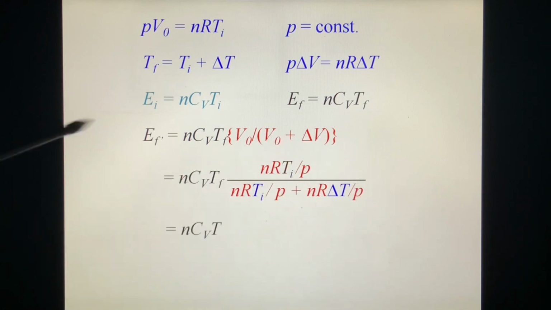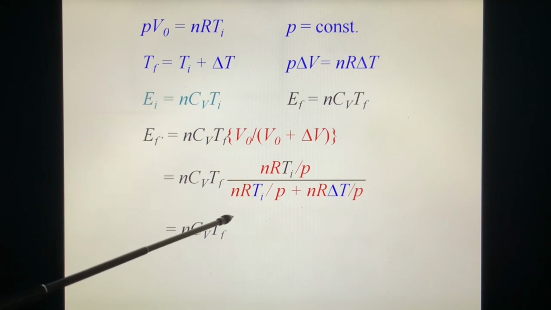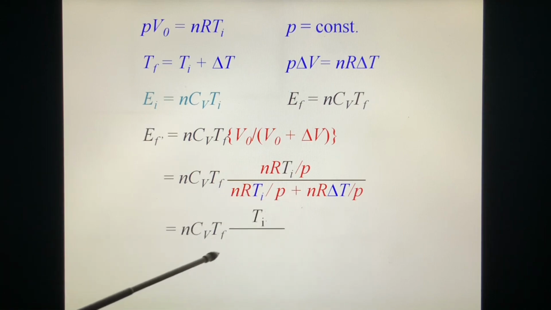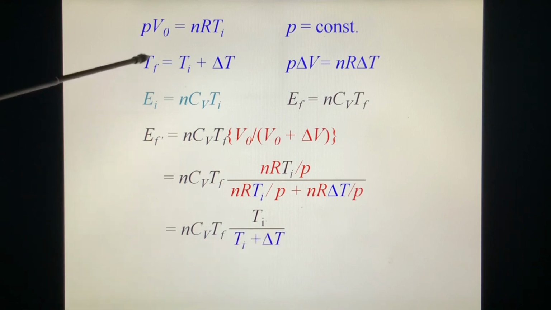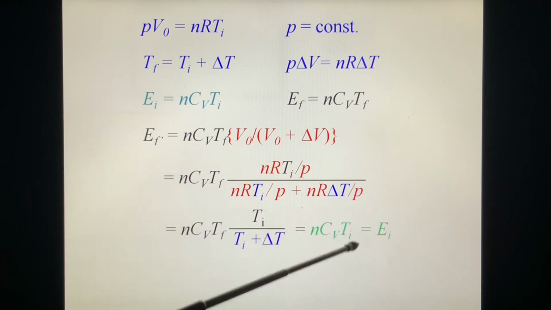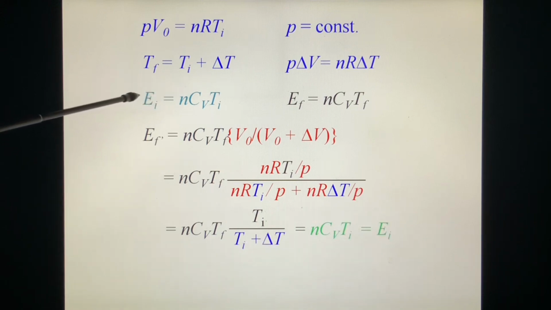Okay, we get E final in the cabin is nCV times T over T plus delta T. And T plus delta T equals T final. This T final cancels out this T final. So E F prime equals nCV T initial, which equals E initial. So that means the internal energy change in the cabin is 0.